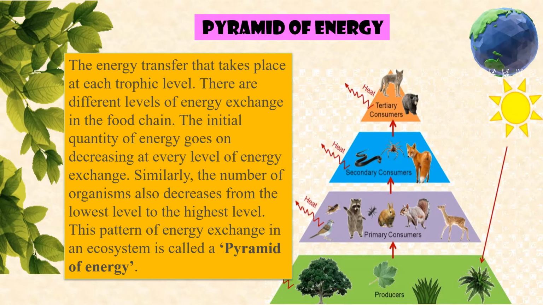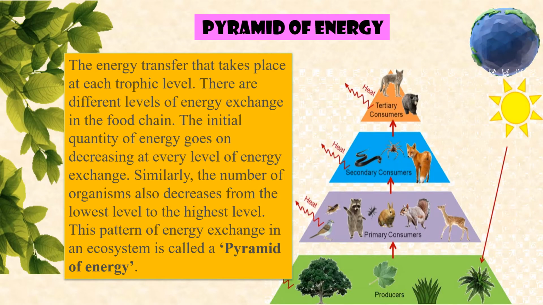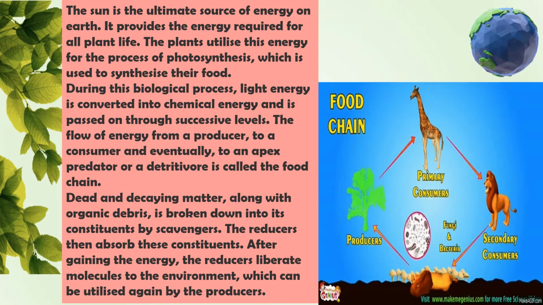Similarly, the number of organisms also decreases from the lowest level to the highest level. Everybody can notice the number of plants is more as compared to the number of deer or tigers or foxes. Okay? So this is one more important point that you need to remember. This pattern of energy exchange in an ecosystem is called a pyramid of energy. Okay? Simple है.